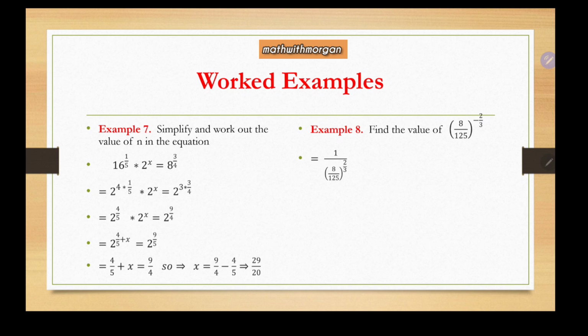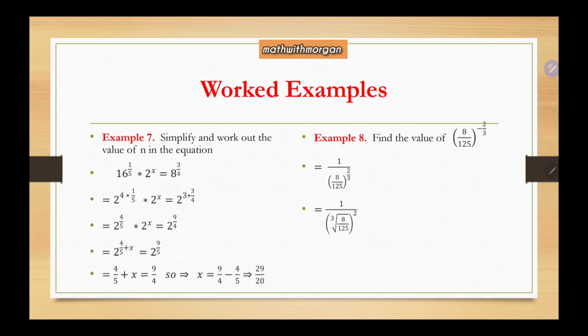But then these are fractional indices. So here's what we're going to do. We have to find the cube root of 8 over 125 because 3 is in the denominator of the power. So we're going to find the cube root of the number first. The cube root of 8 is going to be 2, and the cube root of 125 is going to be 5. So we're going to have 1 over 2/5 to the power 2. And that's going to be 1 over, oh, that's supposed to be 25. So we're going to have 1 over 4 over 25.